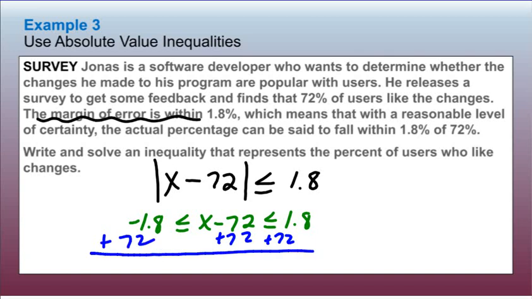And I'm left with x is less than or equal to 73.8, but greater than or equal to 72 minus 1.8, which would give us 70.2. So it has to be between 70.2 and 73.8.